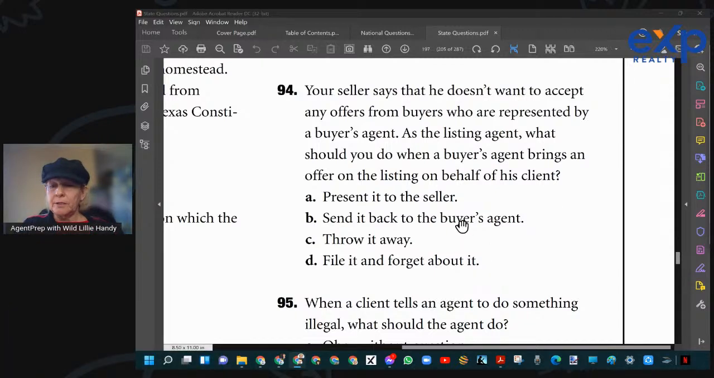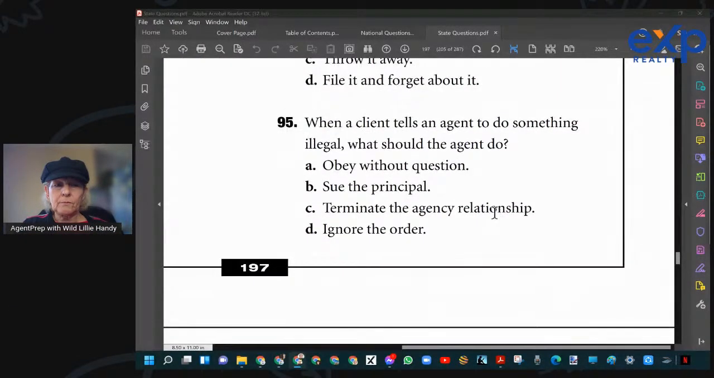Very good. 95. When a client tells an agent to do something illegal, what should the agent do? A, obey without question. B, sue the principal. C, terminate the agency relationship. Or D, ignore the order. So if somebody tells you in real life to do something illegal, what are you going to do? Same here.